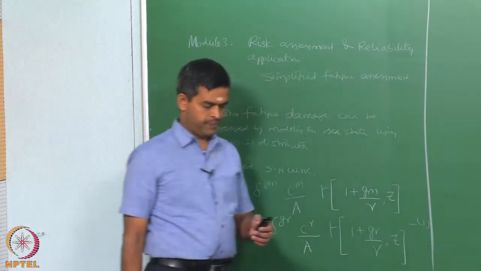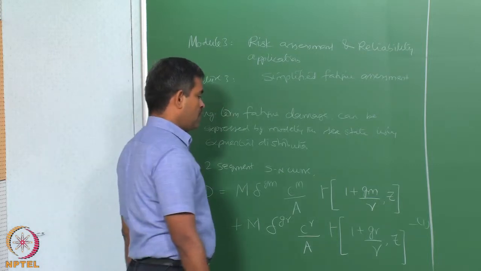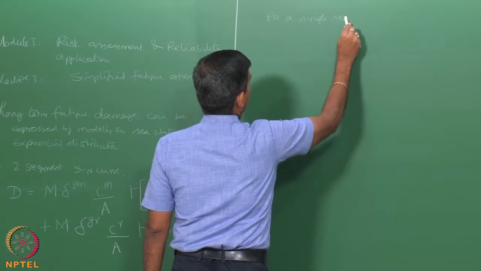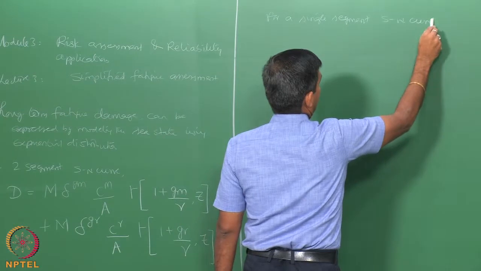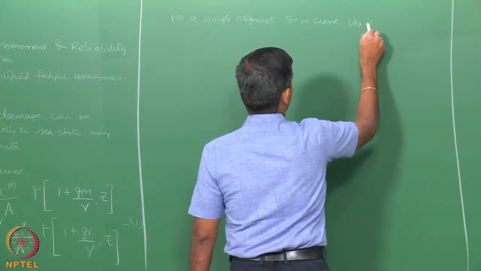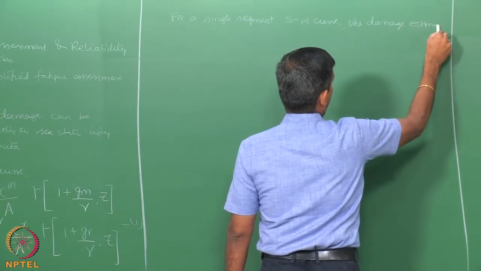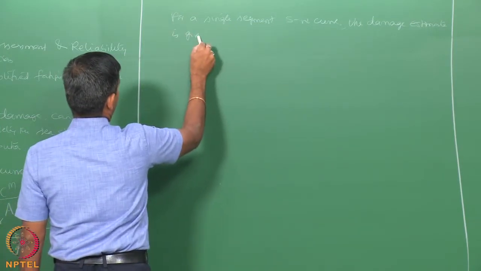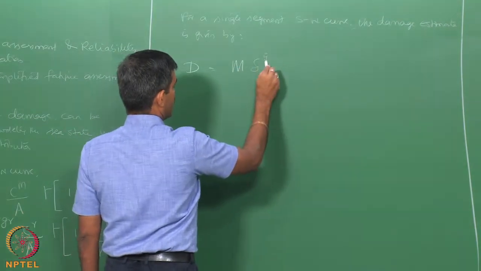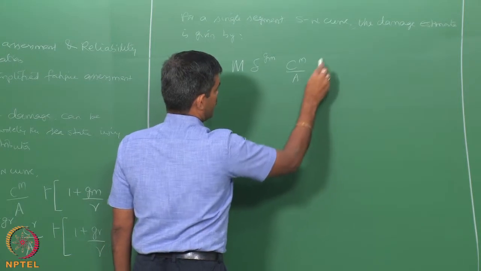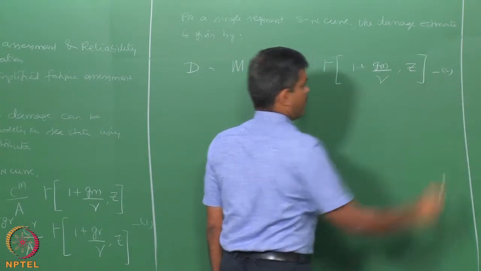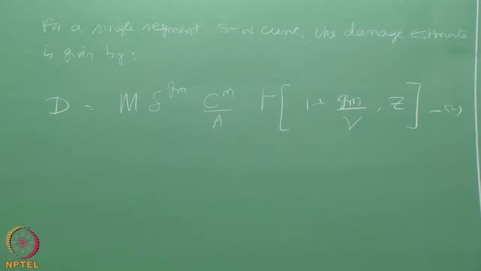Call it equation number 1. Alternatively, if one is looking for a single segment S-N curve, then the damage estimate can be computed by the expression where the second segmental part or the second slope is removed.